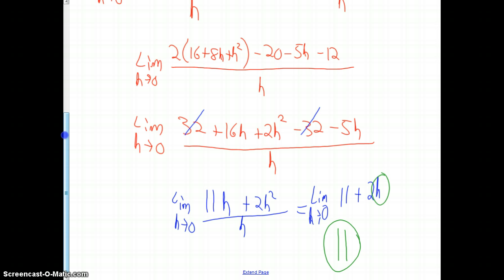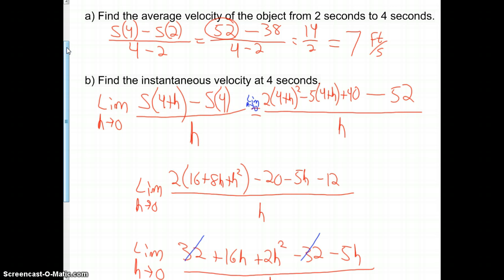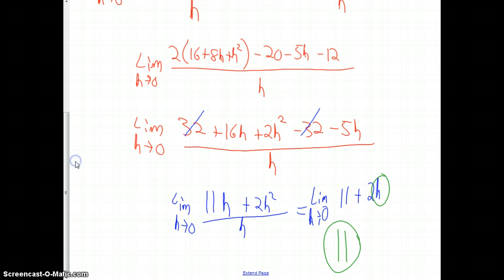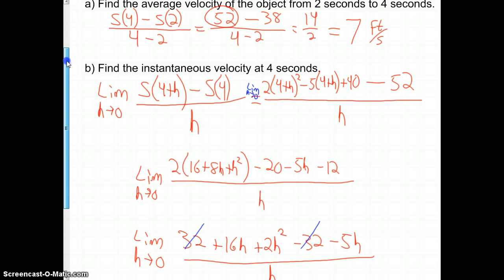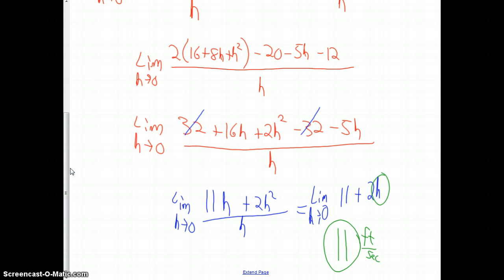So at 4 seconds, going back to the initial problem, find the instantaneous velocity at 4 seconds. This object was doing 11, and these were in feet per second. Between 2 and 4 seconds, it was doing an average of 7 feet per second. At 4 seconds, it was going 11 feet per second. That's what we're talking about with instantaneous.